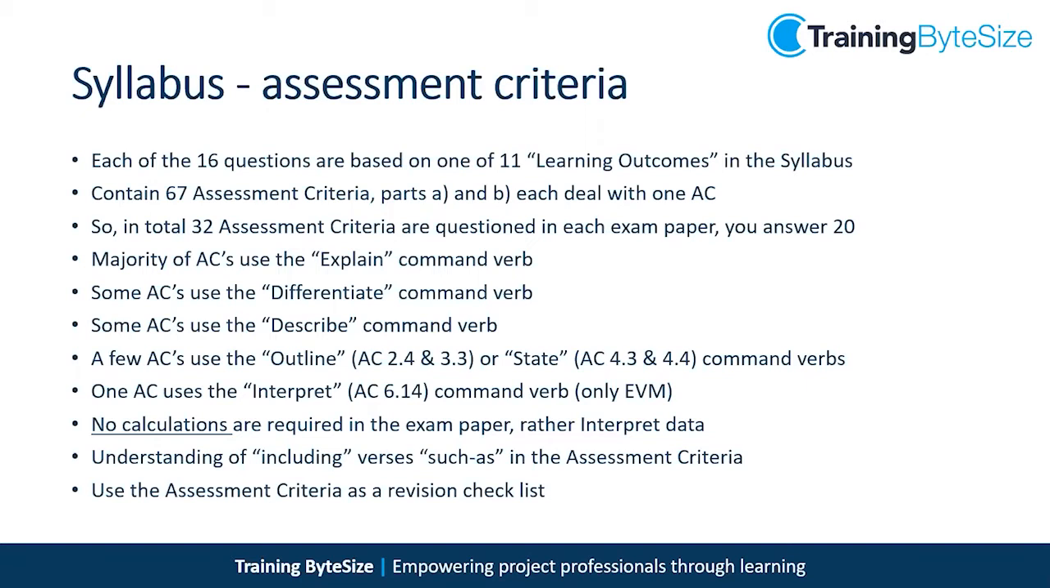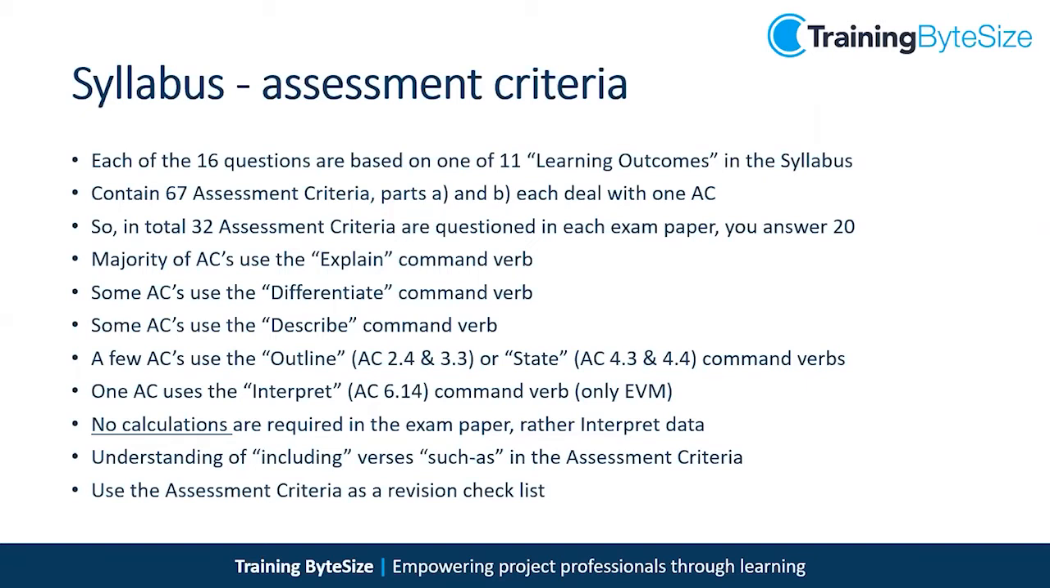So in total, there are 32 assessment criteria questions in each exam paper. You must answer 20 of them, 10 questions, parts A and B each. The majority of assessment criteria use the explain command verb. That is their preference because this is a knowledge exam. They want you to show knowledge, an understanding of how things are used, why things are used, things like that. And that's why they tend to favor explain.